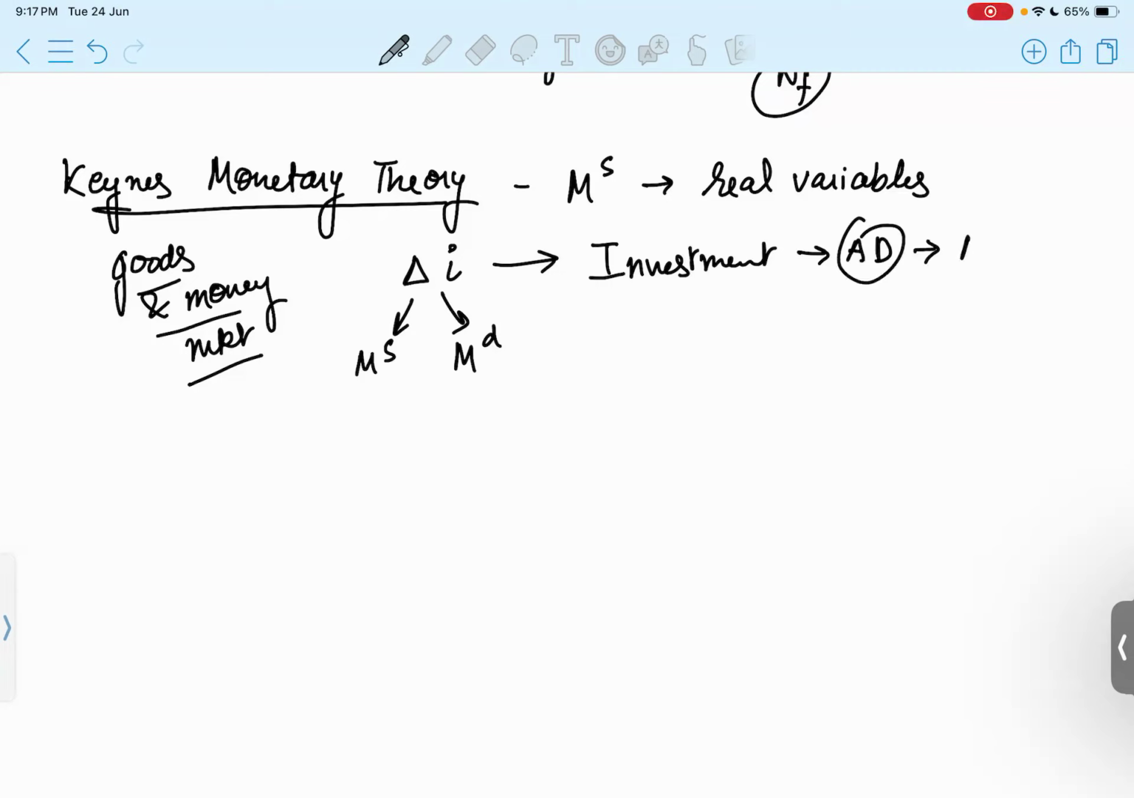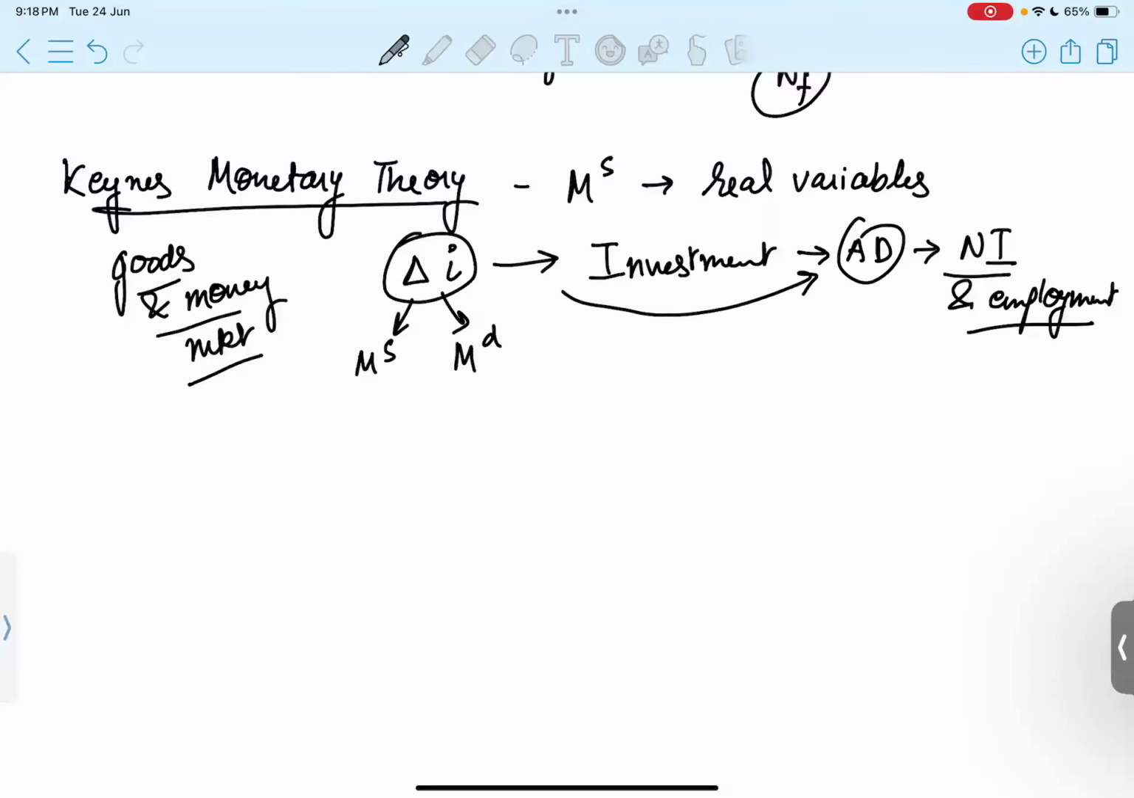And aggregate demand will determine the national income in the economy, and you can see the employment, the final thing that we have to determine. So there is a direct relationship here. So money supply changes impact the changes in the interest rate. So that's how the linkage will be functioning.